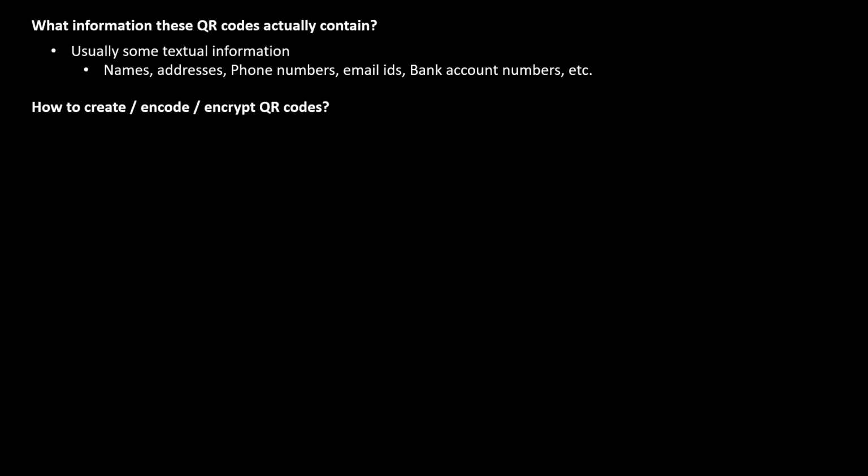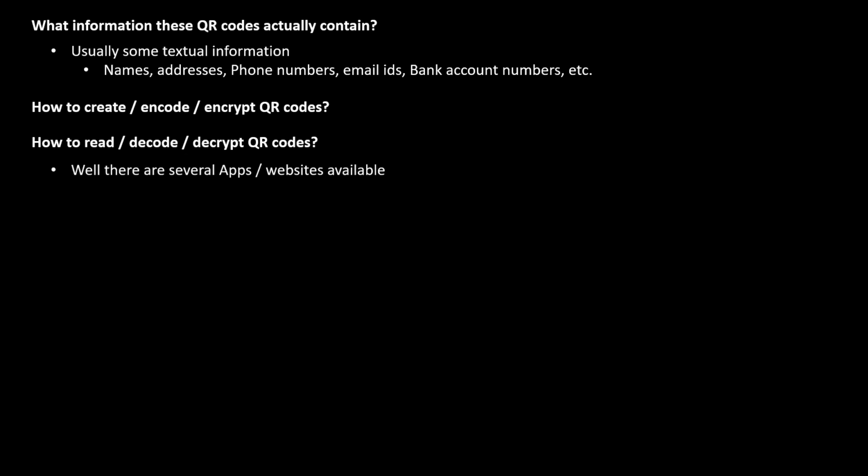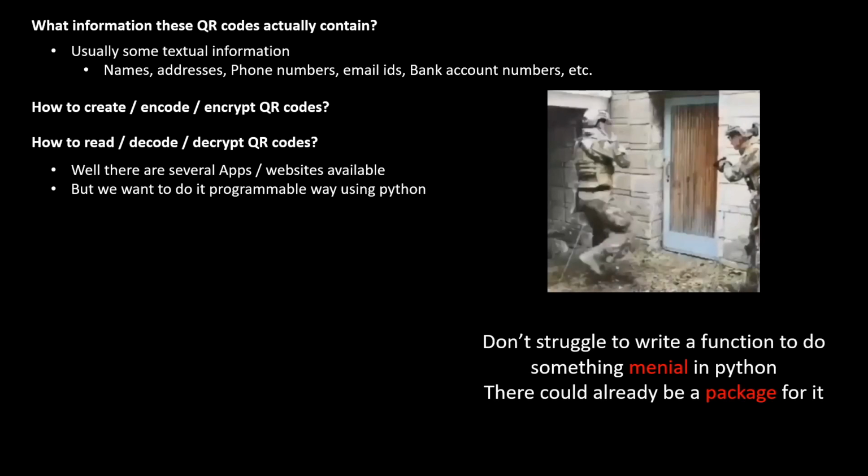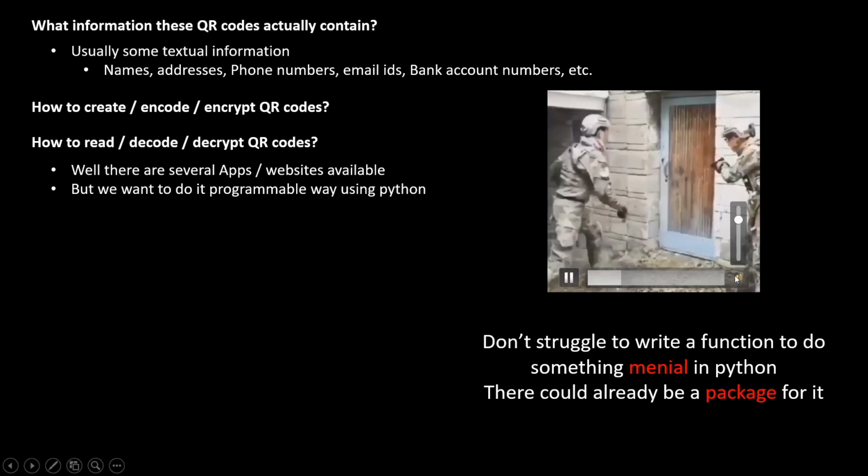So the next question is how to create such things. If you already have a QR code, how to decode or decrypt that QR code, what information is there, how do you extract it? Well, there are several apps and websites, you can Google, you will find a lot of websites. We want to do it in a programmable way using Python, and never start from scratch, because some libraries might already be there.